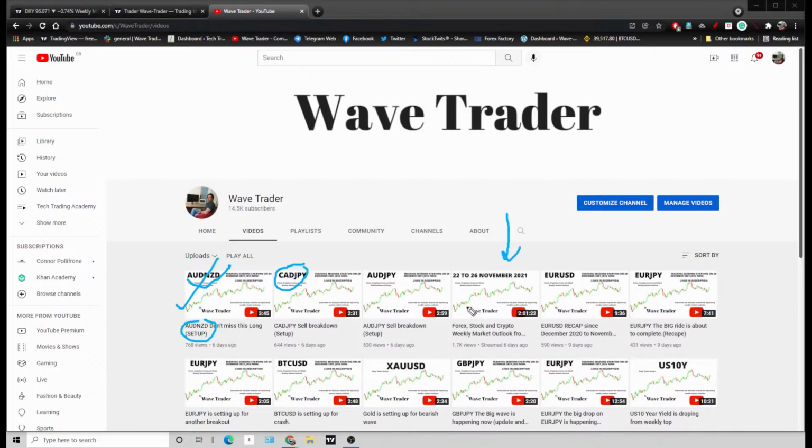Within that video, I showed how to look for a setup on CAD yen for the next move, and the same was there on Aussie yen. All three were pretty good, and we have seen pretty good moves on these three, the moves or waves I was talking about in my previous video analysis last week.